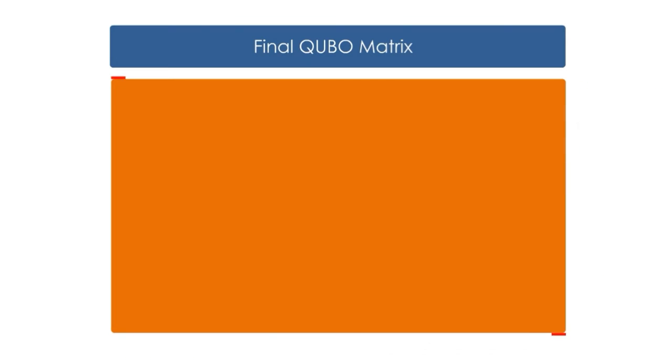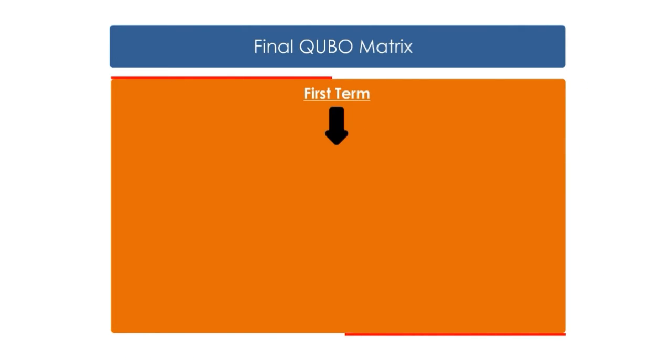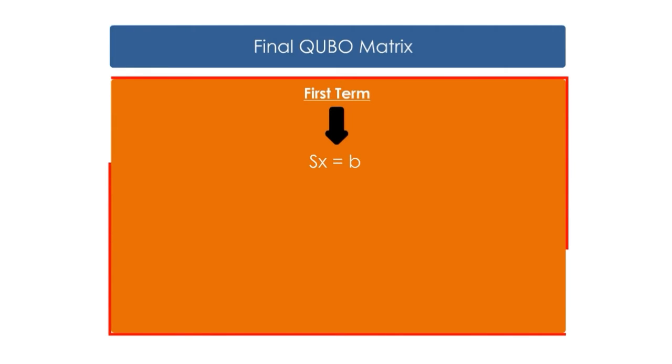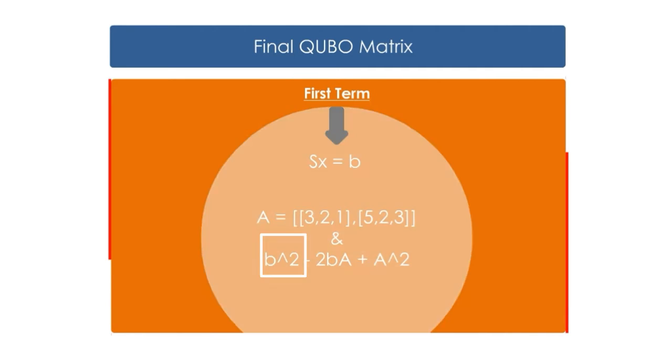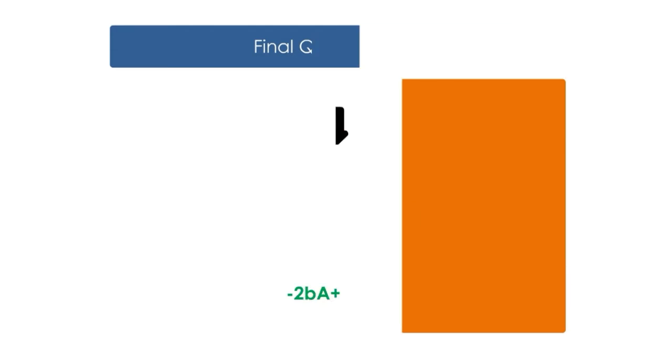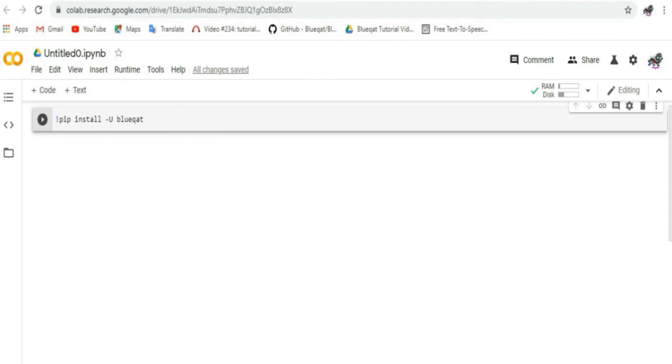For that, we create the first term as a constraint which satisfies the Sx equals b equation. And this time, we try to solve this constraint by using matrix A. We can remove the constant term, and we just have to calculate this equation. Let us do it in Google Colab.